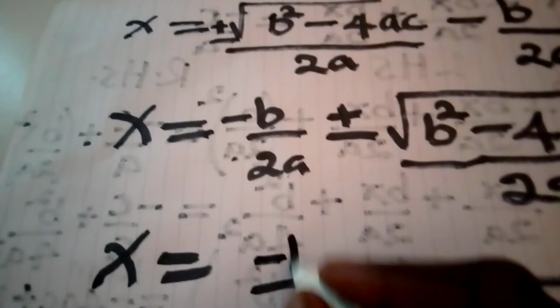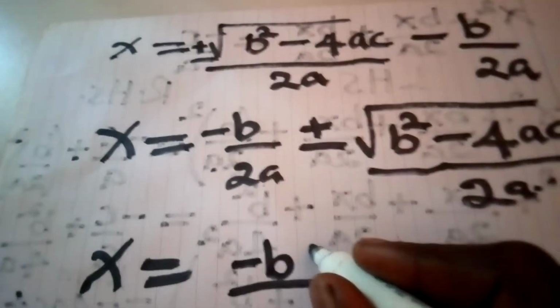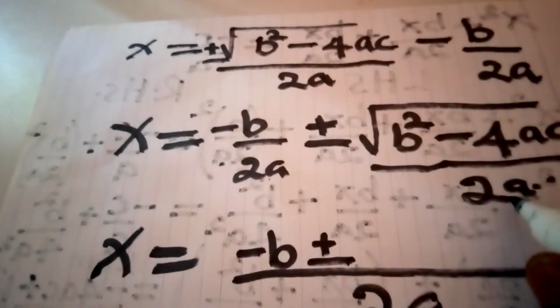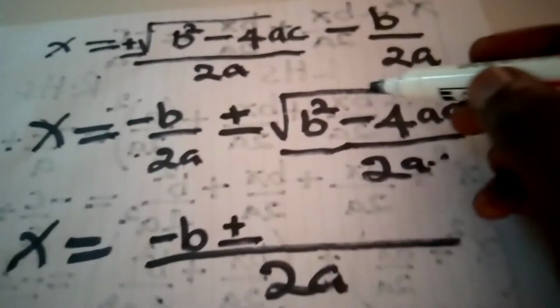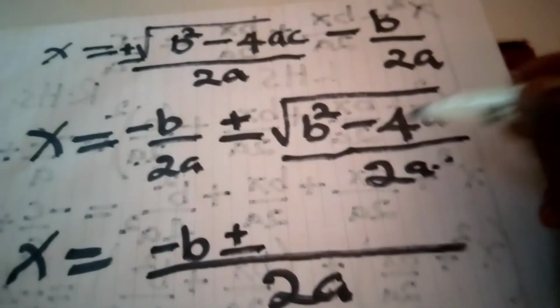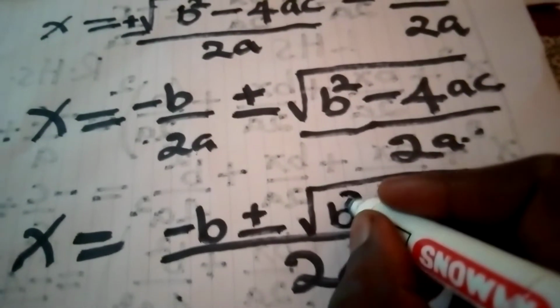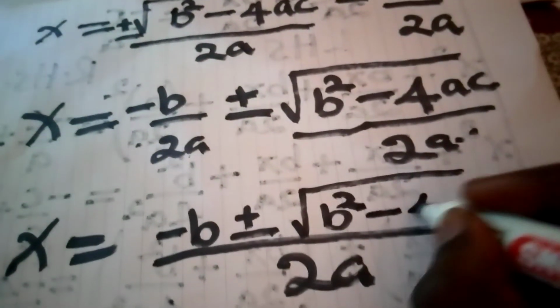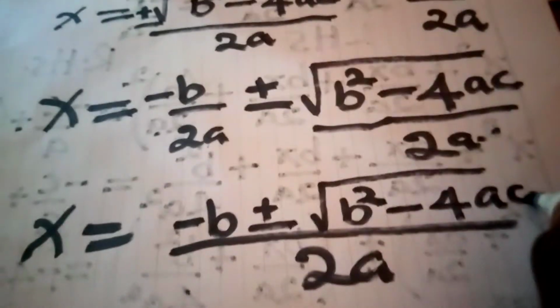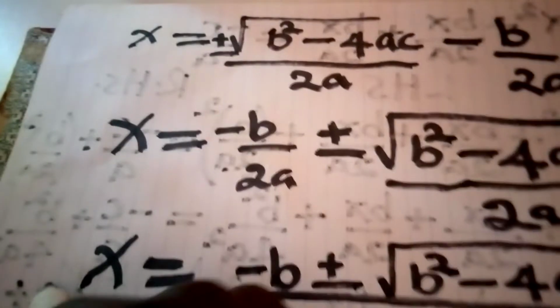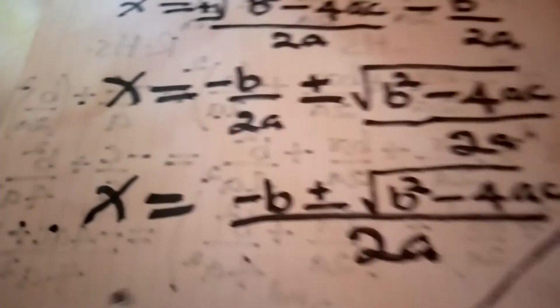Then plus or minus 2a divided by 2a, we shall have 1, then times the whole of the numerator, we shall have root of b squared minus 4ac. So this one gives us the final conclusion. This is the final conclusion.